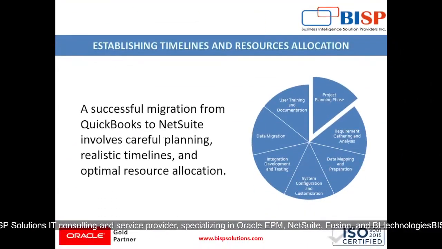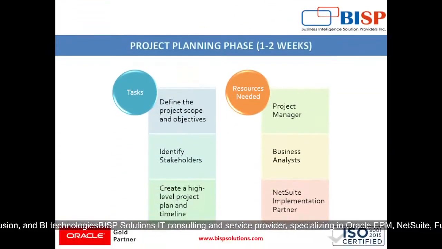Then we will be establishing timelines and resource allocation, where a successful migration from QuickBooks to NetSuite involves careful planning, realistic timelines, and optimal resource allocation. So if we want to know which phase will take how much time, the first phase is project planning, which will take 1 to 2 weeks, where tasks are defining the project scope and objectives, identifying stakeholders, creating a high level project plan and timeline, and the resources required are a project manager, business analyst and NetSuite implementation partner.